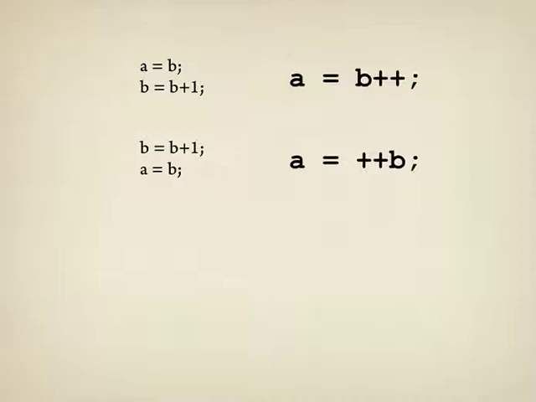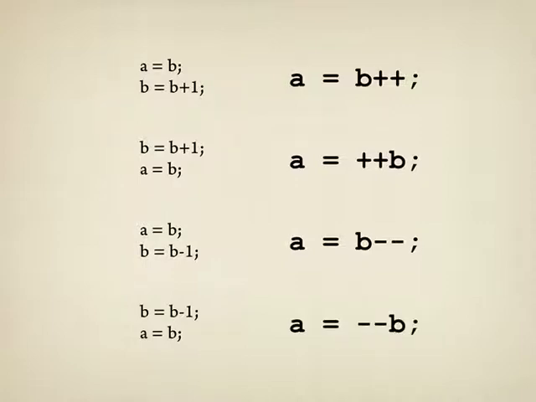Just as we can add 1 to a variable, we can also subtract 1. So these two lines, A = B, followed by B = B - 1, are exactly the same as A = B--. Again, just like with B++, that says use B, do everything you're going to do, in this case, assign it to A, and now subtract 1 from it. Similarly, we could subtract 1 before we use it by writing --B.